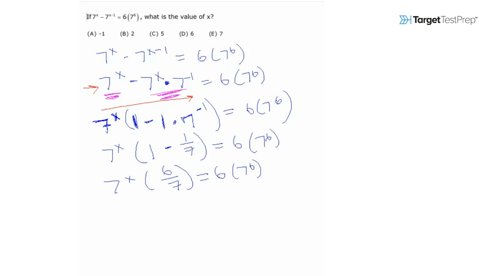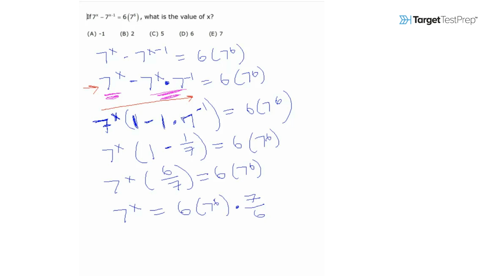7 to the 6th. From here, there's a lot of ways we can go. One way would be to multiply by 7 over 6. Right, and by multiplying by 7 over 6, what we're doing here is we're getting rid of the 6/7 on the left-hand side of the equation, and we're moving closer to isolating the 7 to the x.